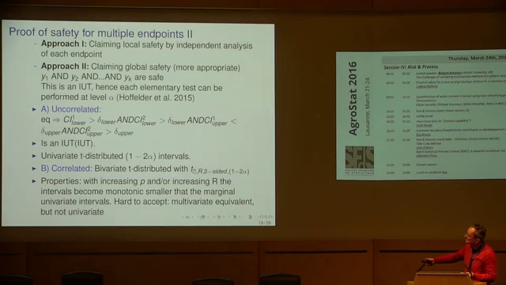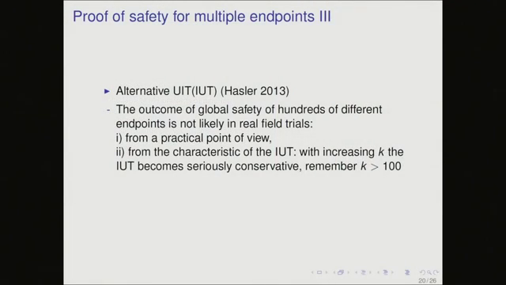Another solution is to take the correlation into account. We can do that. This is a multivariate distribution, here for 2 endpoints, 2-dimensional, and the problem is how to estimate R. And we have to accept multivariate equivalence if it's not univariate. It's a question if we do that. An alternative is to ask whether the first endpoint or the second endpoint or the 5th endpoint or the 100th endpoint is safe. That's a nested union intersection test. We published this for clinical trial safety data in Statistics in Medicine.